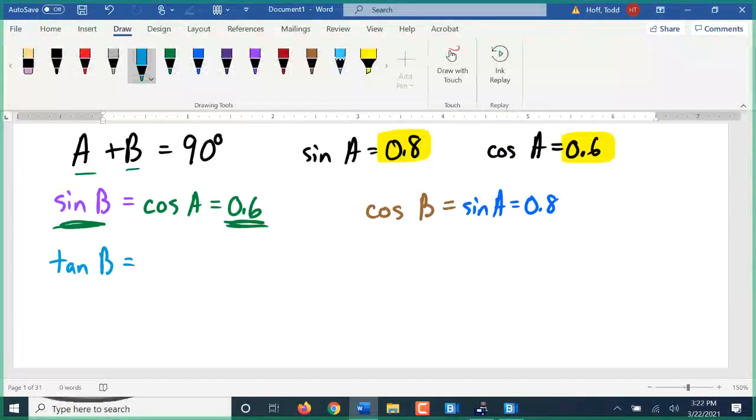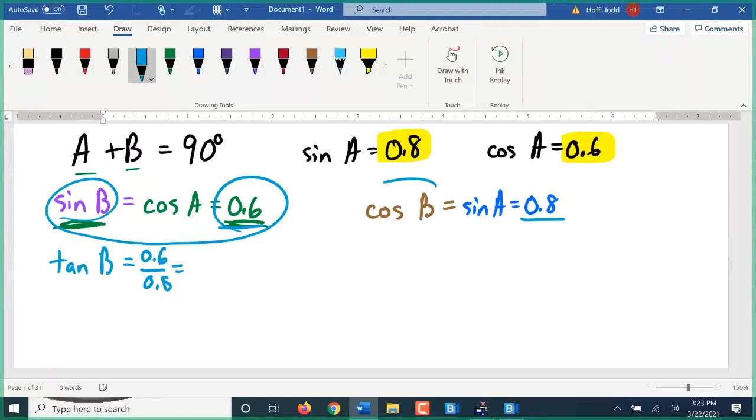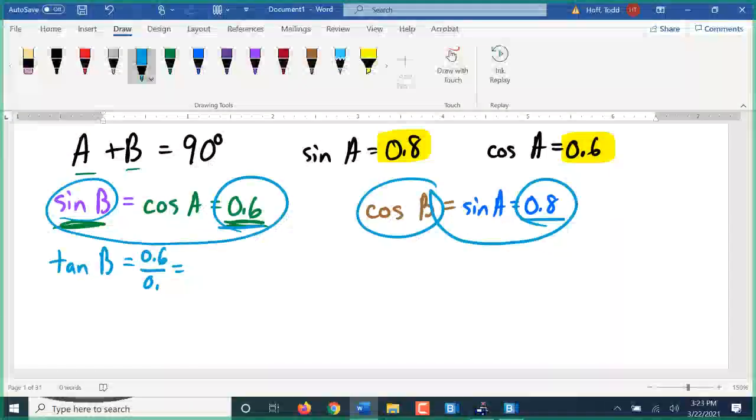Once we know that, what if I ask you to find the tangent of B? Back to what we were doing before, sine of B over cosine of B. Sine of B is 0.6 and cosine of B is 0.8, so it's 0.6 over 0.8, or 0.75 if you want to divide them out.